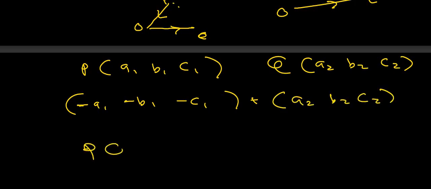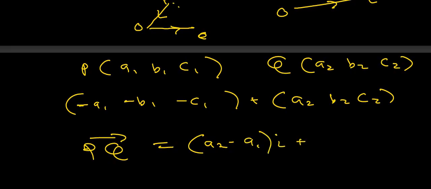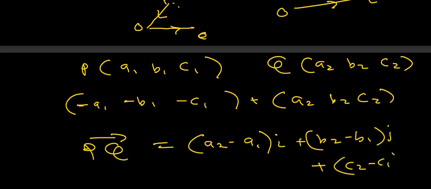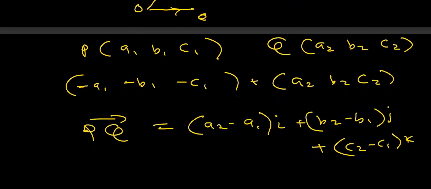We are adding it with Q, which is A2, B2, and C2. So the vector PQ in component form is simply going to have A2 minus A1 with the I, then plus B2 minus B1. It's addition, but these are already carrying a negative. Now we're putting them on the right hand side. That's J. Then you have C2 minus C1. This here gives you K.